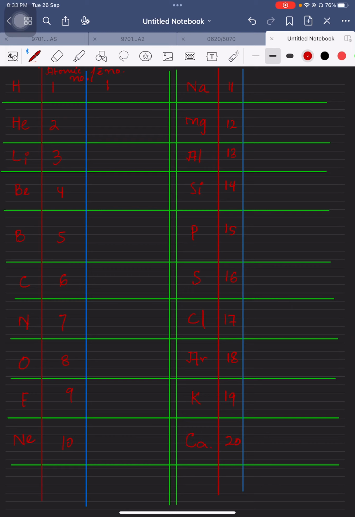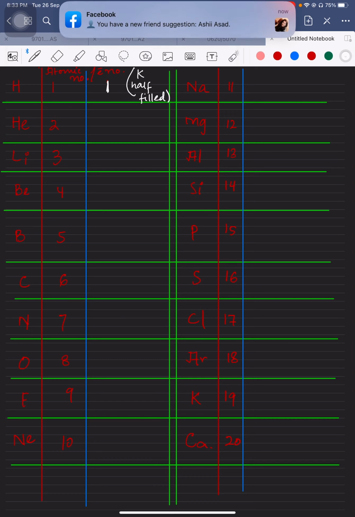Okay, let's fill the electrons. I'm taking some other color. Let's take white. So for example, how many electrons are there with hydrogen? 1. And we can say that the K shell is half filled. So here I'm writing K half filled. How many electrons can we fill in K? 2 electrons. But as only 1 electron is filled in the case of hydrogen, it is half filled.